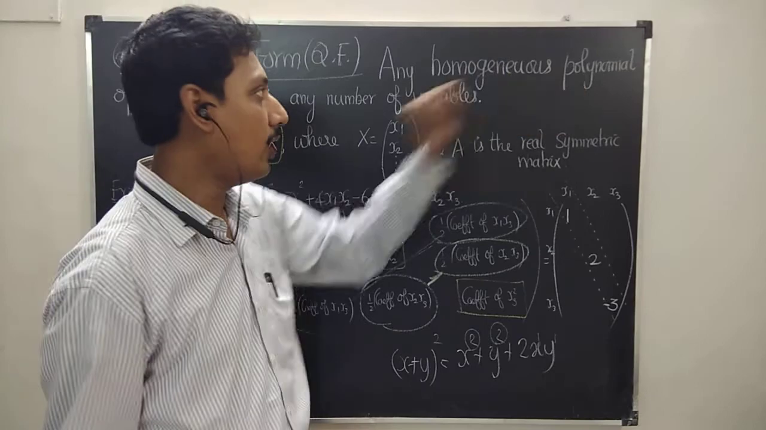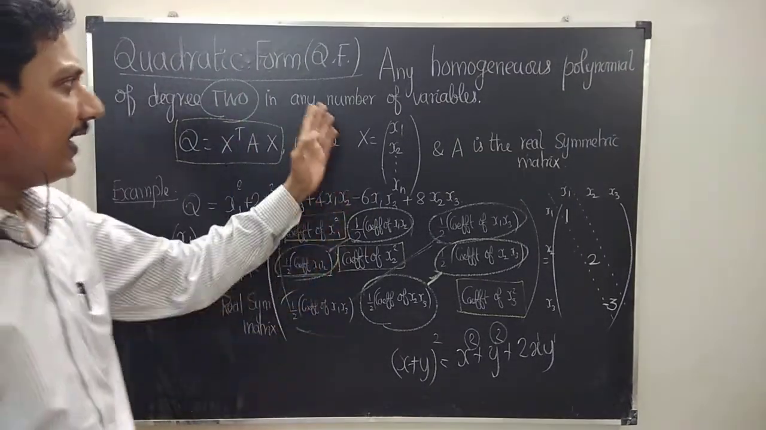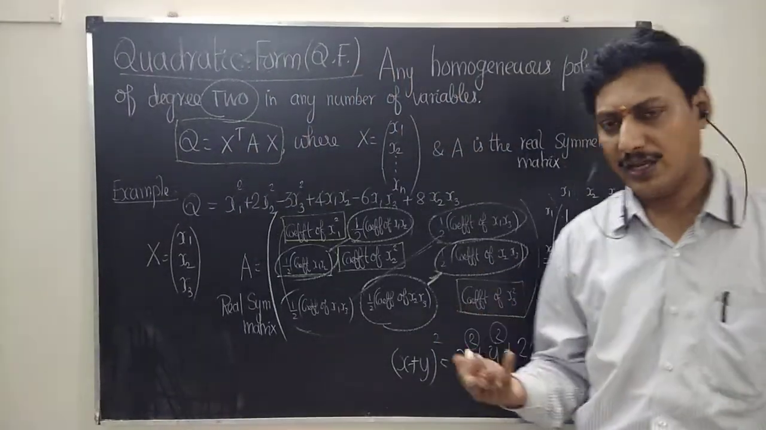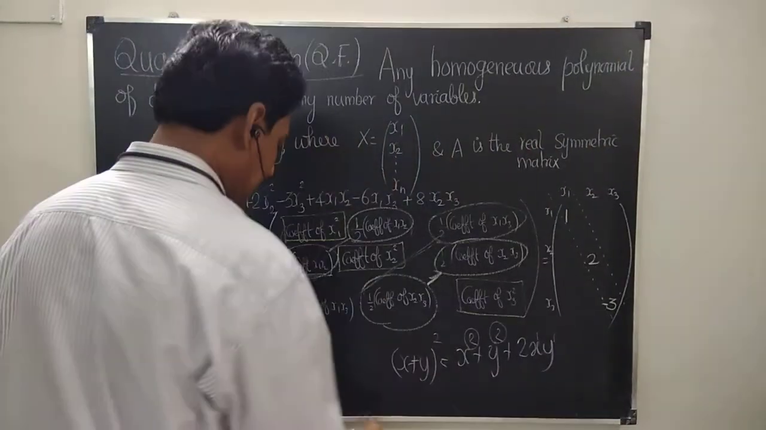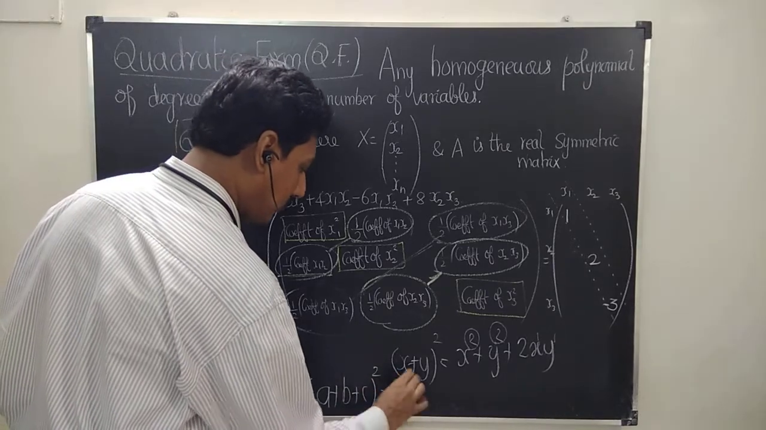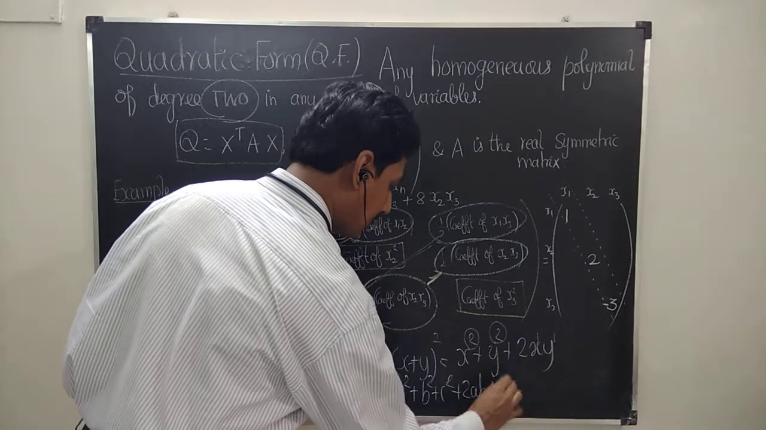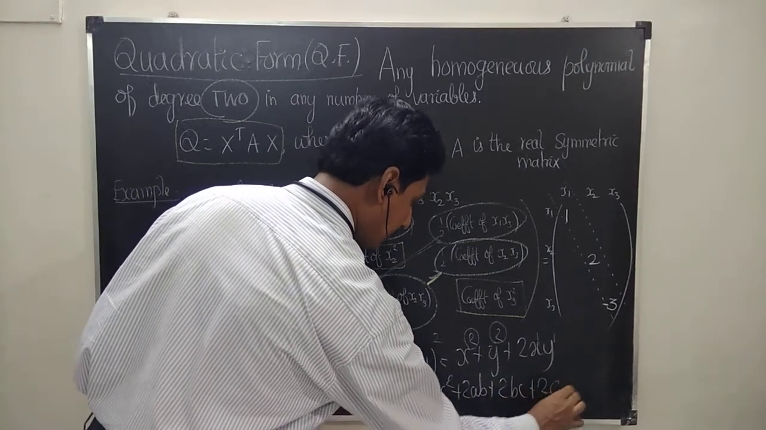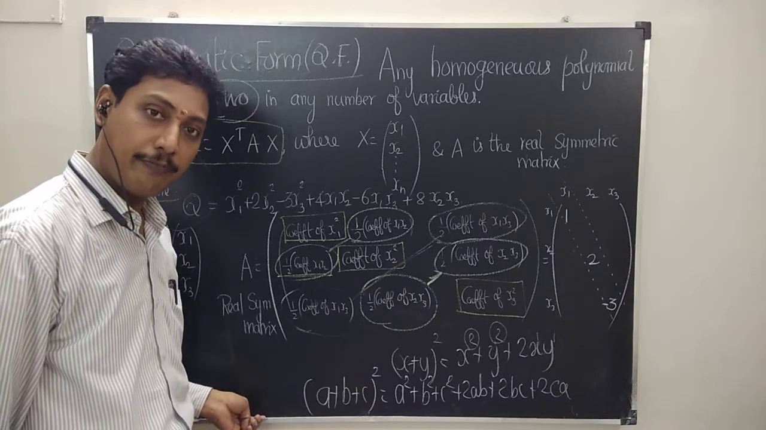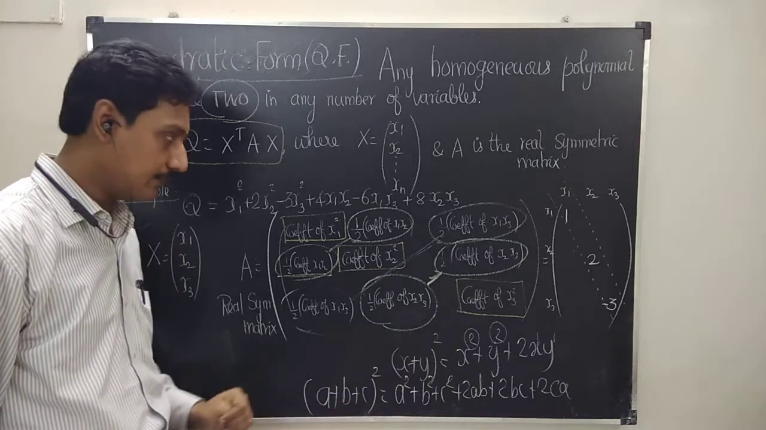Any homogeneous polynomial of degree 2. So degree 2 means quadratic in any number of variables: 2 variables, 3 variables, 4 variables. Can we write what is a plus b plus c whole square? A plus b plus c whole square is equal to a square plus b square plus c square plus 2ab plus 2bc plus 2ca. So this is also an example of a quadratic polynomial. That is quadratic form in 3 variables. This is in 2 variables, and this is in 3 variables.